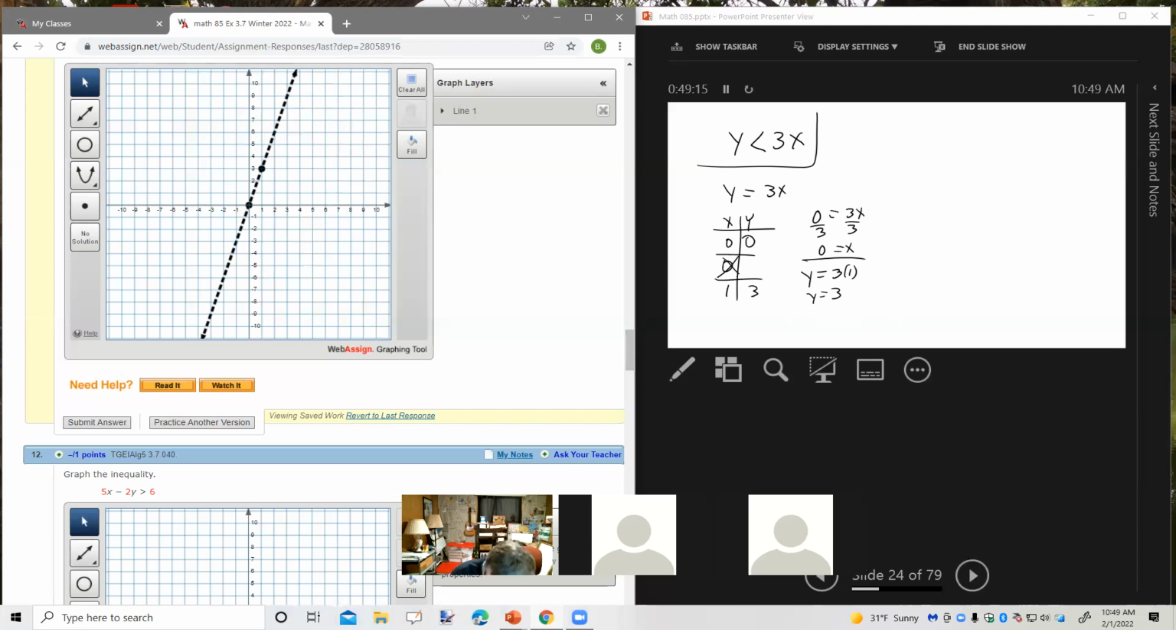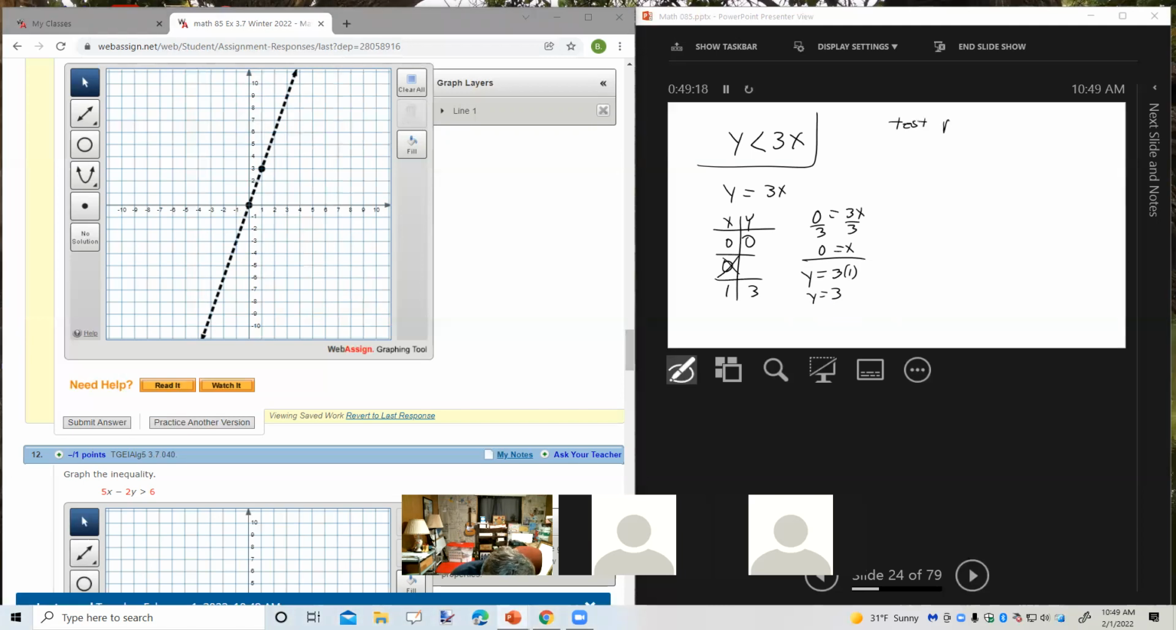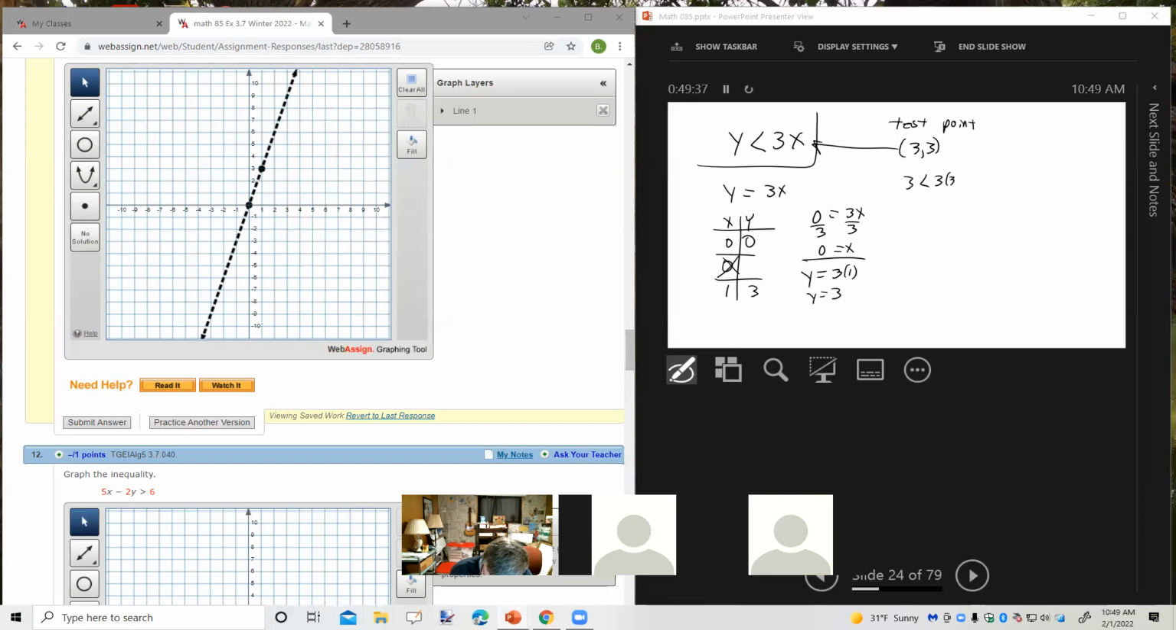Okay. So let's pick something else. Oh, how about 3, 3? Okay, 3, 3. And again, I don't have a specific reason for choosing 3, 3. I'm just picking some point, not on the line. I'm going to plug that in there. 3 less than 3 times 3. 3 less than 9. That's true. So 3, 3 is on the correct side, so we'll fill that side. And there's the solution. Any questions there?